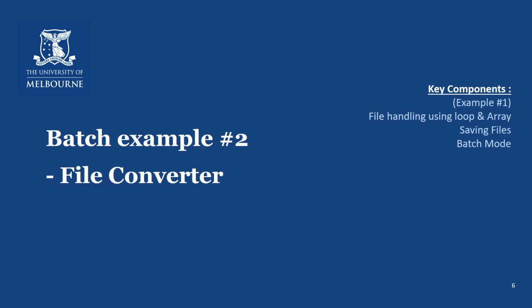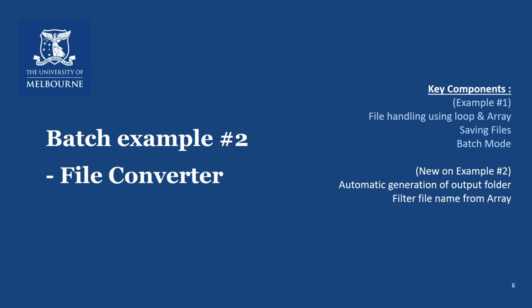On day 3, using the second example of image analysis, which is the file converter script, we will use the components we have used in example 1, and we will learn more components from there. This example is focused on file handling and contains many useful segments such as automatic generation of output folder, filter file name from array, handling raw microscope images using bio format, and handling multidimensional stack.